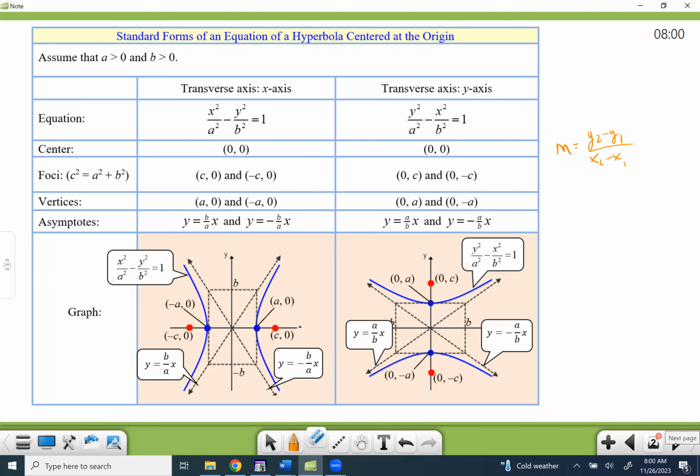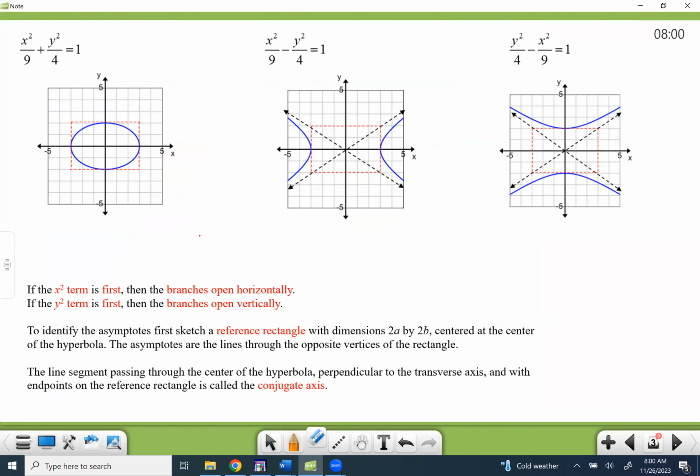All right, you guys, let's go ahead and look at these next examples. This is just comparing an ellipse, and we know this is an ellipse because it's a plus. The only difference over here is that this one has a minus. Just that one little change makes quite a drastic difference in the picture. The box is still the same, this red box, throughout all of these. And remember that this is a squared, the 9, so a would be 3.